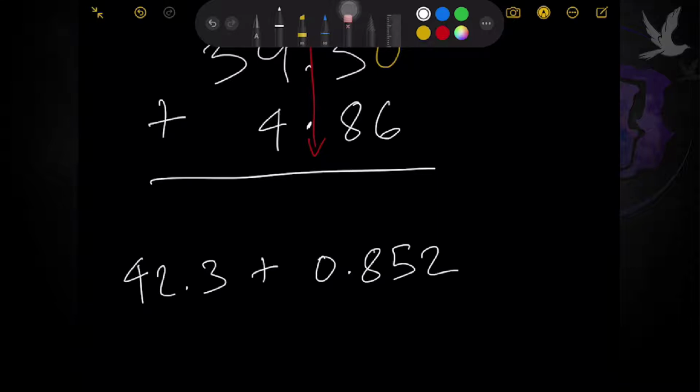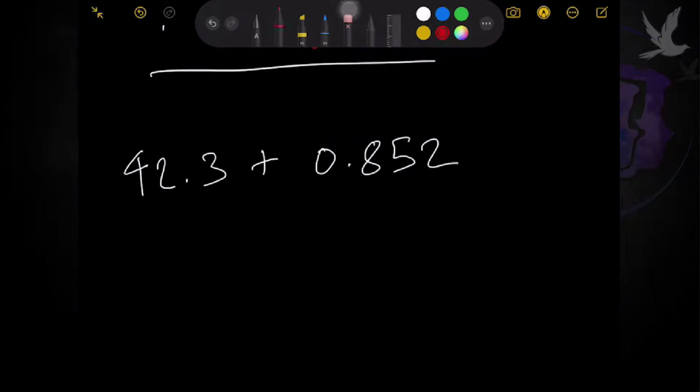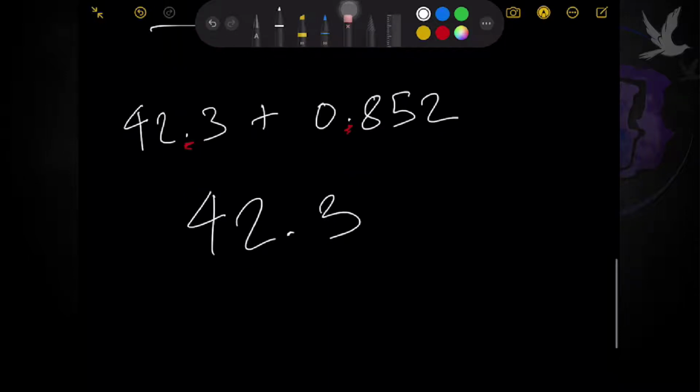Okay, Teacher Mark, how am I supposed to write this? Your basis is always the decimal points. So, for example, we have 42.3. Taking the decimal point of the second given number, from there you write your number according to its decimal point. So that's 0.852.